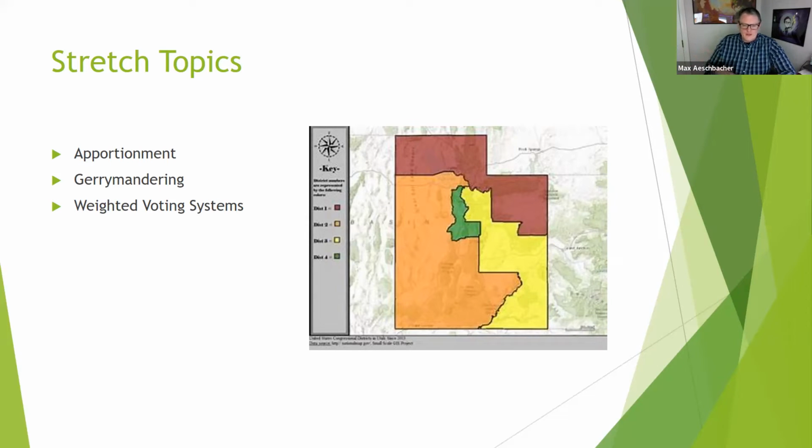And I have my own political theories about why the map was drawn this way. But just recently, Utah underwent an effort to try and redraw the congressional map, and it failed. So this is still what we have. But I think this is a really interesting issue.